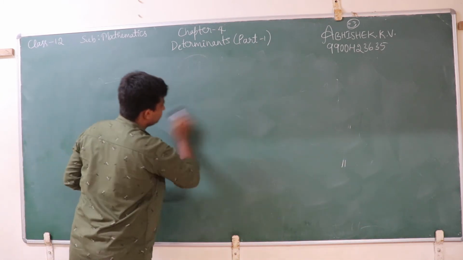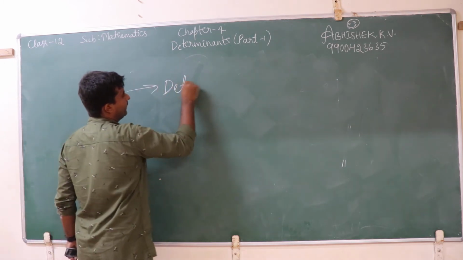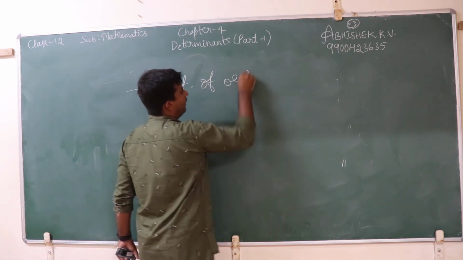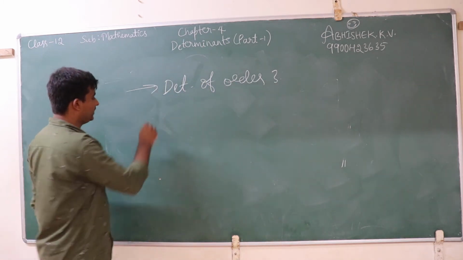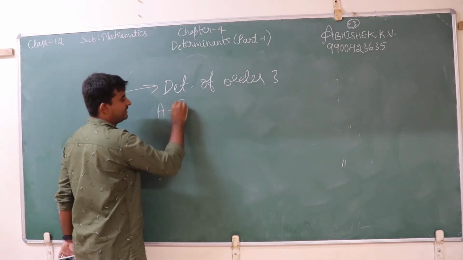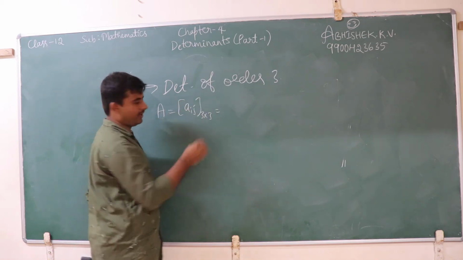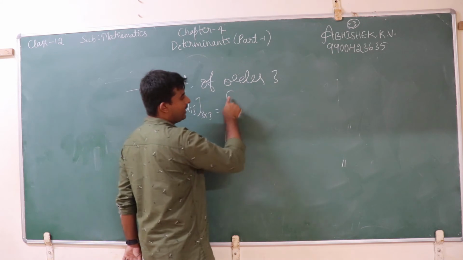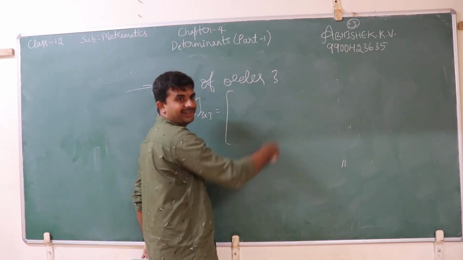Determinant of order 3. How is it of the form? Let us consider the matrix A equal to Aij of order 3 cross 3. We already know it is of the form: first row, second row, third row, first column, second column, third column.